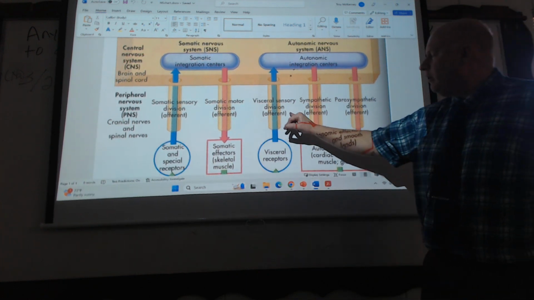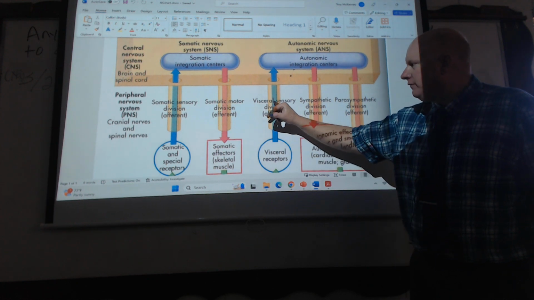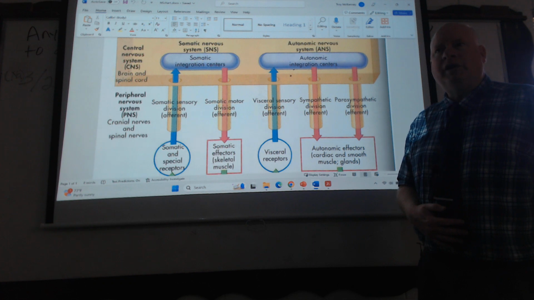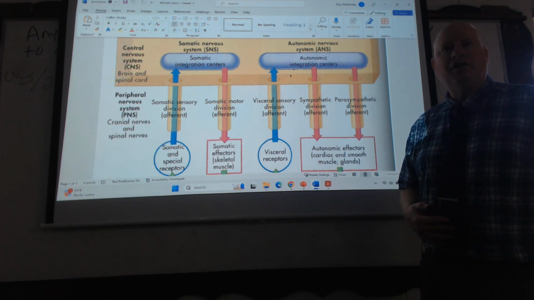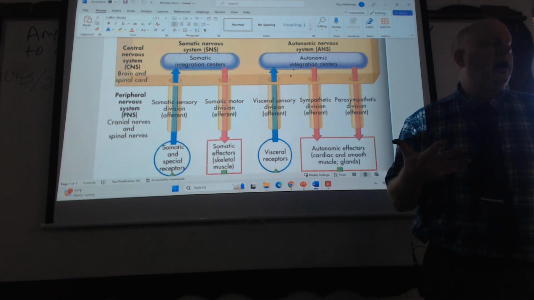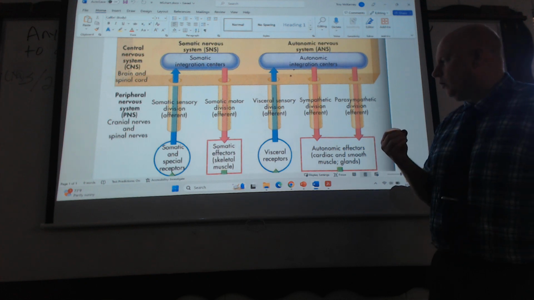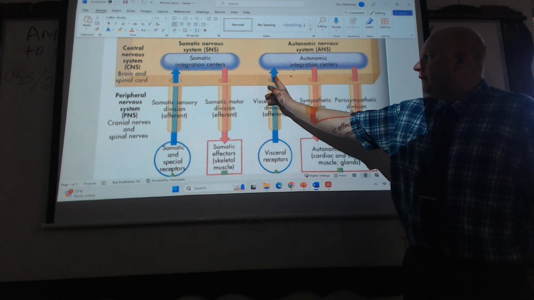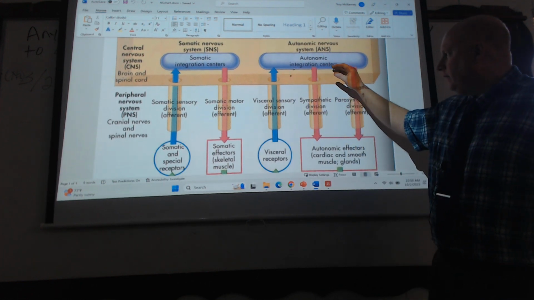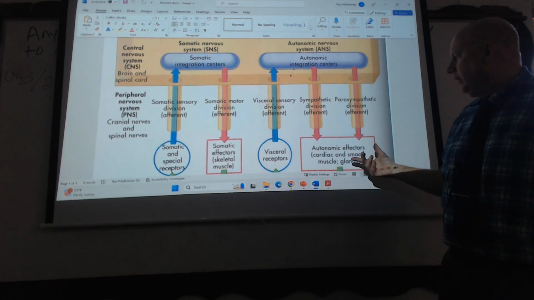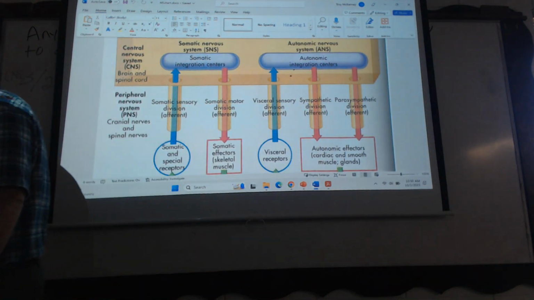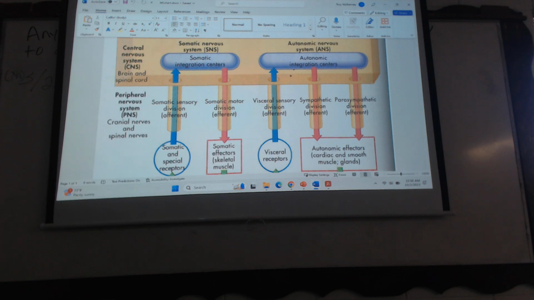Same thing here, a visceral receptor. Let's say within the lining of your stomach, if you start to feel nauseous, you don't have conscious control over that. So those visceral receptors go through your afferent division, and then the efferent division, smooth muscle within your stomach and your intestines may cause you to essentially vomit. Again, you don't have conscious control over that.